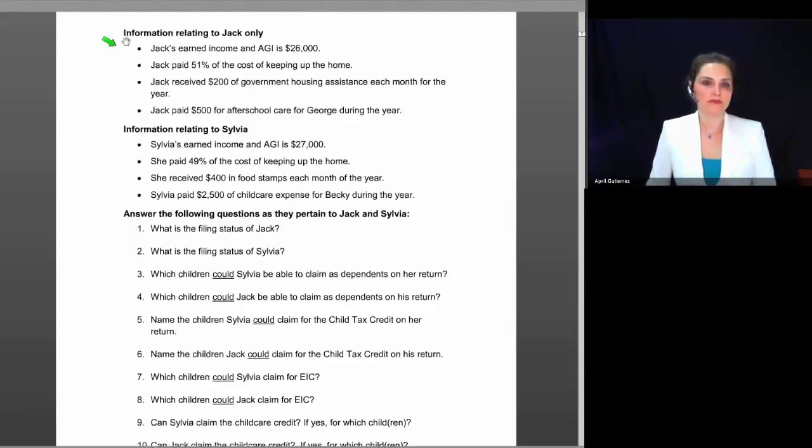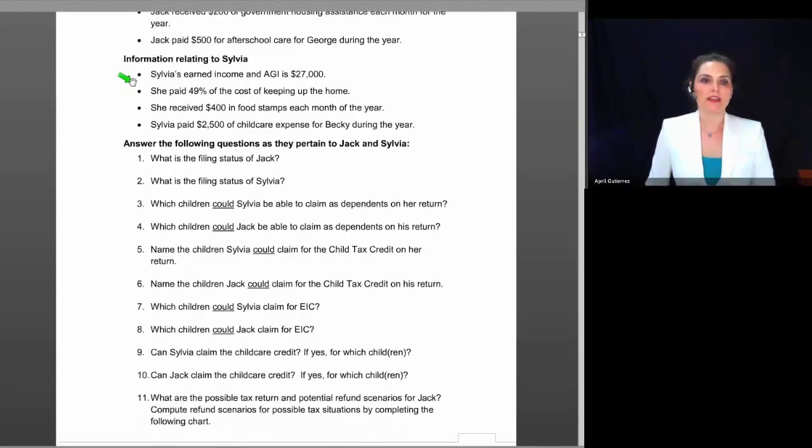So here's the question that we're going to be answering, but before we get on to those questions, let's give you a little bit of extra information. Jack's earned income and AGI is $26,000, and Jack paid 51% of the cost of keeping up the house. Jack received $200 of government housing assistance each month for the year, and Jack paid $500 of after-school care for George during the year. Information relating to Sylvia only includes the fact that Sylvia has earned income and adjusted gross income equal to $27,000. She paid 49% of the cost of keeping up the home. She received $400 in food stamps for each month of the year, and she paid $2,500 of child care expense for Becky during the year.